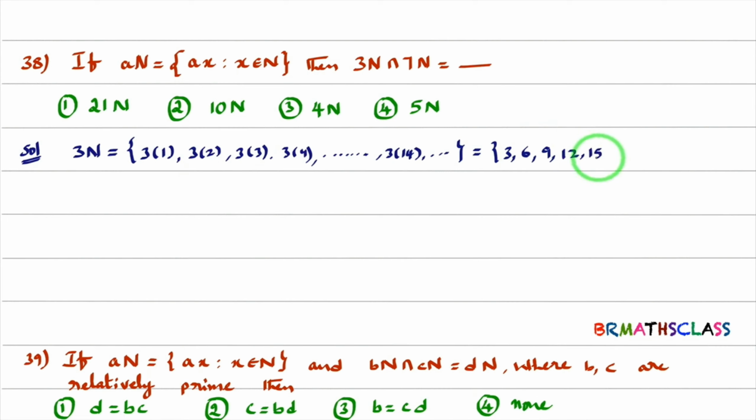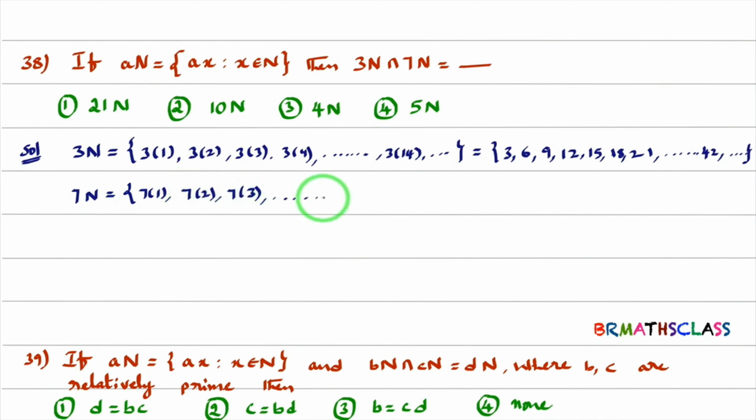Like that, it's the 3 table. You will get 15, 18, 21. If you keep on going like this, 14 threes are 42. Like that, you will get an infinite set. Okay, 3N looks like this. 3N is the multiples of 3. What is 7N? 7N contains elements in the form of 7x where x is a natural number. So the set will be like this: 7 into 1, 7 into 2, 7 into 3.